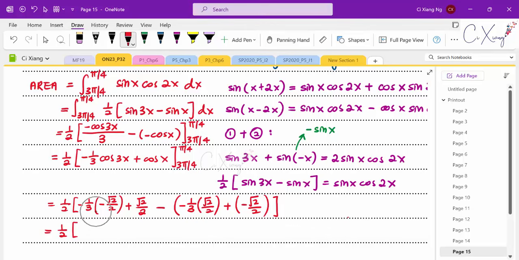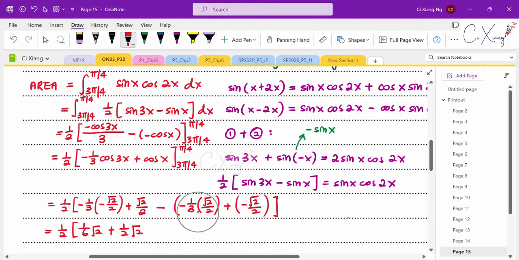So for the first term here, I multiply the constants together. I'm having 1 over 6 square root 2. For this second term, I'm having 1 over 2 square root 2. For this one, again, I take out everything. I'm having positive 1 over 6 square root 2. Then positive 1 over 2 square root 2.